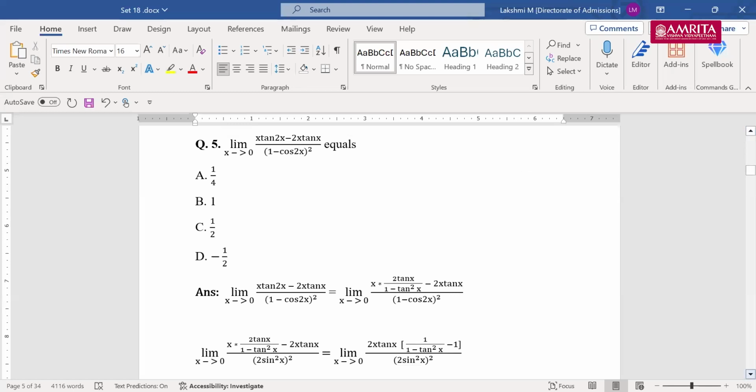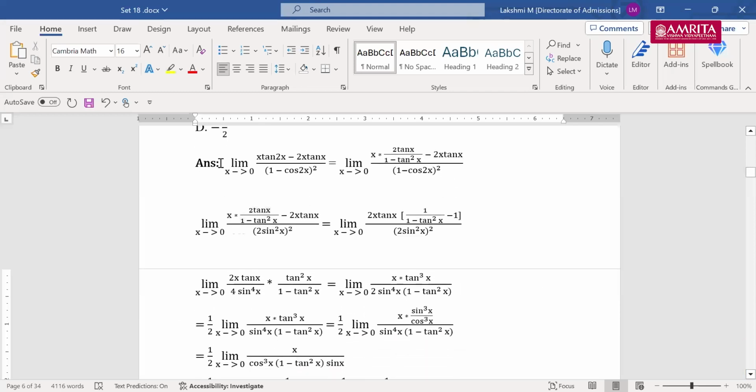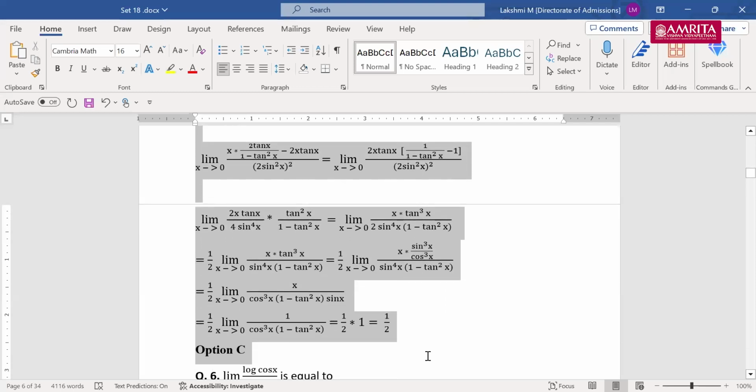I'll just show the answer once again. I would request all of you to go through the steps, and if there are any queries, I'm happy to answer. You can type that in the chat box.